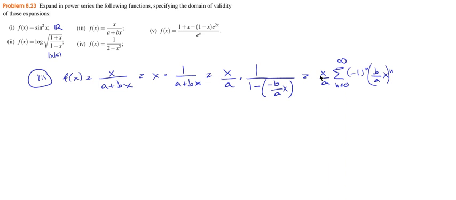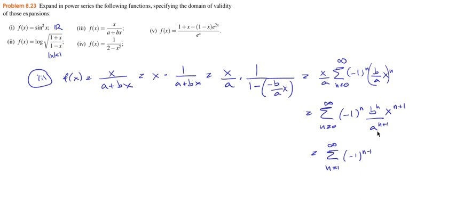Now if we expand this, this is the sum from n equals 0 to infinity of minus 1 to the n, b to the n, x to the n plus 1 divided by a to the n plus 1. Or you could write it from n equals 1 if you want. This is the sum from n equals 1 of minus 1 to the n minus 1, b to the n minus 1 divided by a to the n times x to the n, if you want to write it as a proper power series.